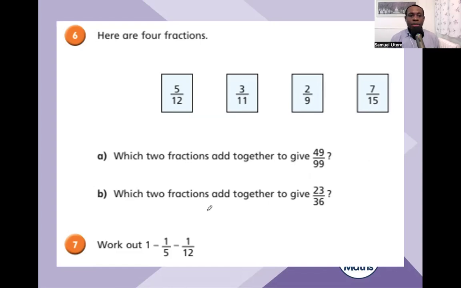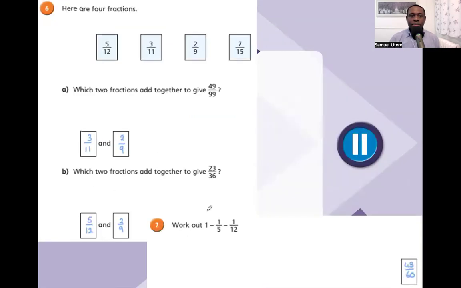Assuming you've paused the video and you've answered questions 6 and 7, here are the answers. Let's discuss them. For question 6, you were asked, here are 4 fractions. Which 2 fractions add together to give 49 over 99? Well, again, you have to pick the fractions you think have 99 as their multiples. And you can see it's this one, 3 11s and 2 9s.